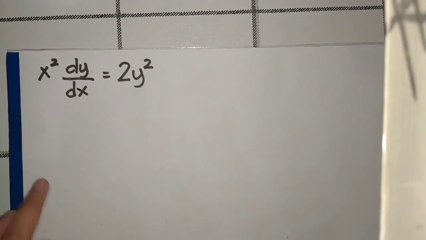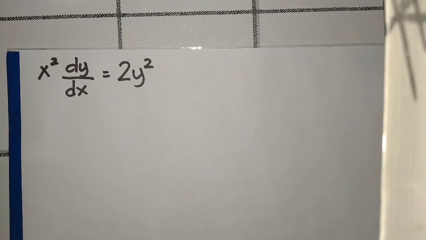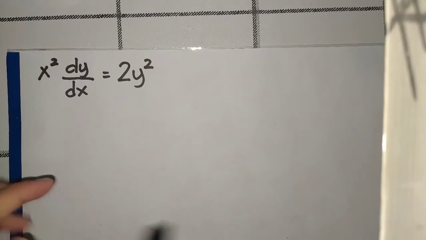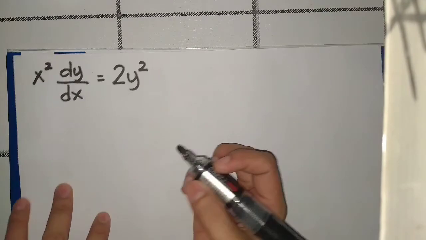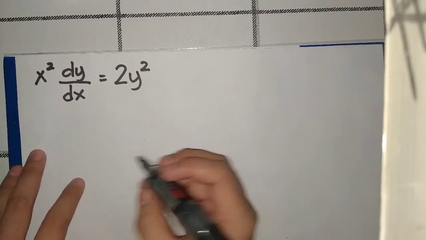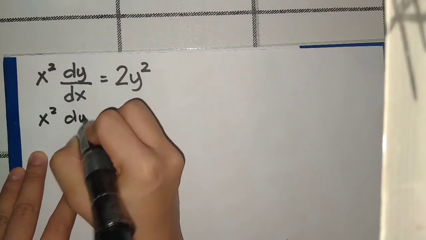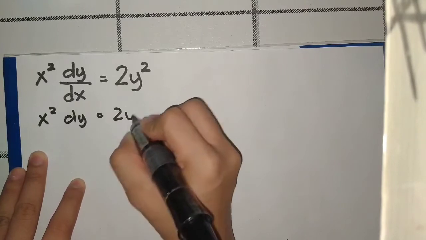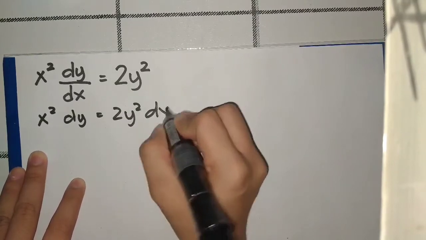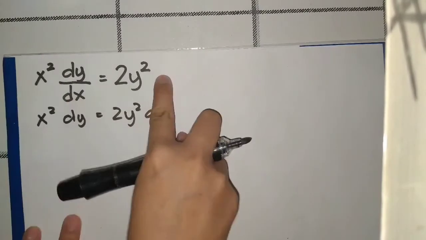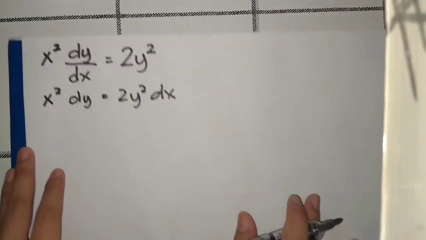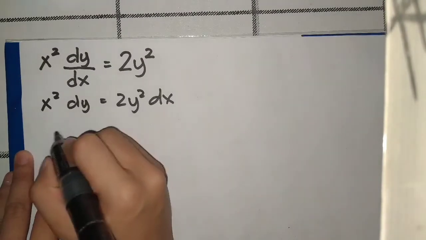So as per request, there is a request about this sum. So I'm just gonna try and solve this. So this is our sum. We have x squared dy/dx is equal to 2y squared. So first things first, we have to cross multiply it. So the dx will go on the other side. So we have x squared dy is equal to 2y squared dx.